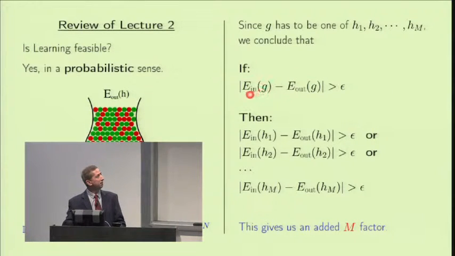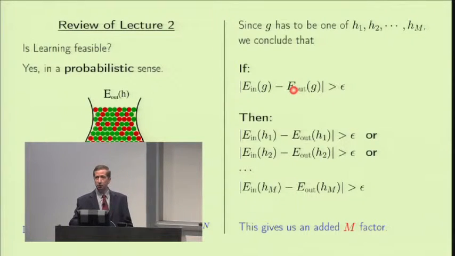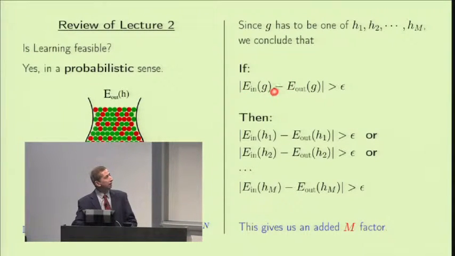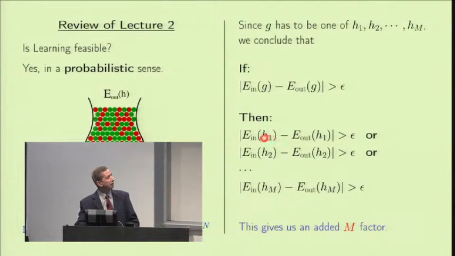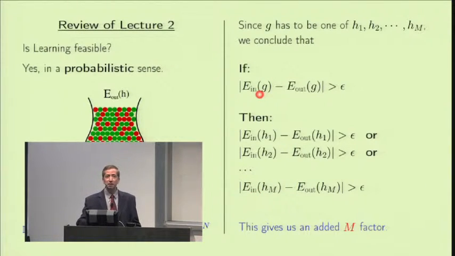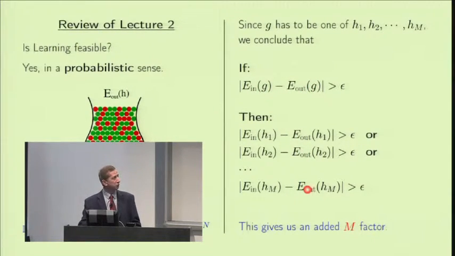Well, the event that E in doesn't track E out will obviously be included in the event that E in for H1 doesn't track the out-of-sample for that one, or E in for H2 doesn't track, or E in of HM doesn't track. The reason is very simple. g is one of the guys. If something bad happens with g, it must happen with one of these guys at least, the one that was picked. So we can always say that this implies these things, which is this or this or this or this or this. And after that, we apply a very simple mathematical rule, which is the union bound.